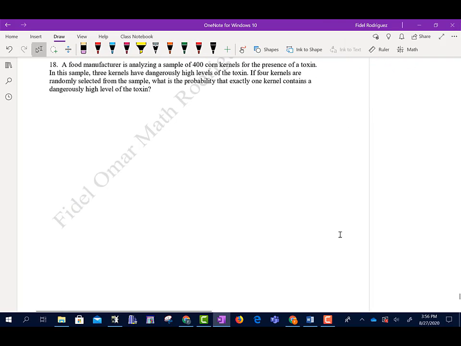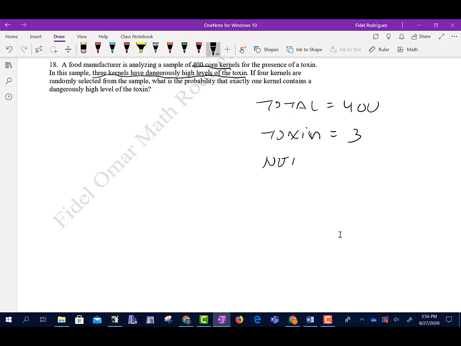And finally, I think this is our last one. It says the manufacturer is analyzing a sample of 400 corn kernels for the presence of a toxin. In the sample, 3 kernels have dangerously high levels of the toxin. Okay, so we have a total of 400. Okay, so the ones that have the toxins are 3. So the ones that don't would be 397. We're going to choose 4 kernels. What's the probability that exactly 1 kernel contains a high level of the toxin?